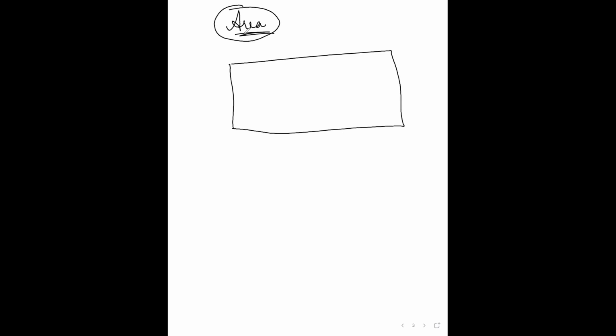If I'm talking about how much space a blackboard occupies, is that area? We are not talking about the formula here. We are not talking about how to calculate the area. We are just talking about what area is, and how it is different from perimeter. So let's say you have your classroom wall and this is your blackboard or whiteboard. Let's say this much is your wall.